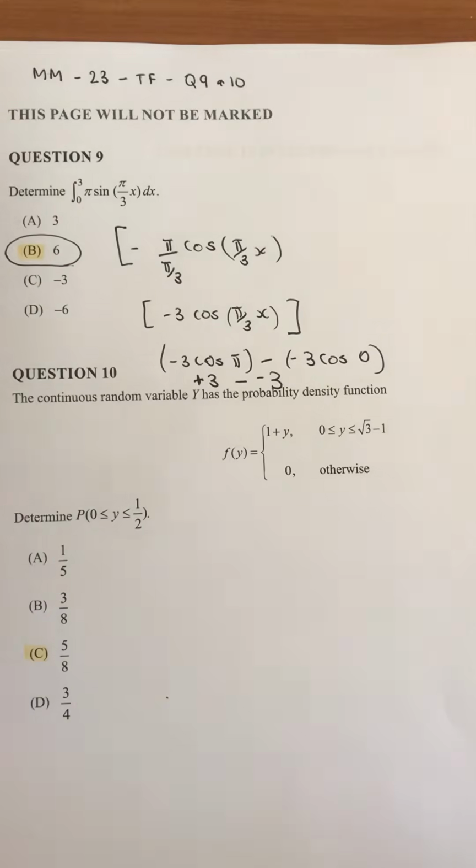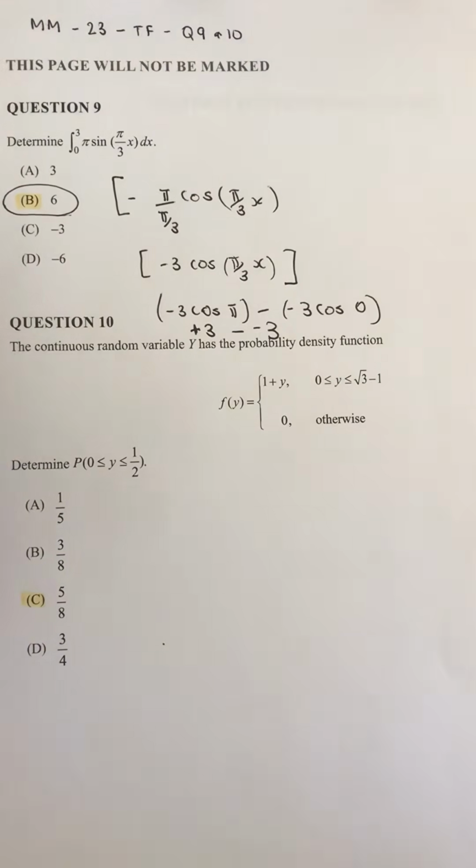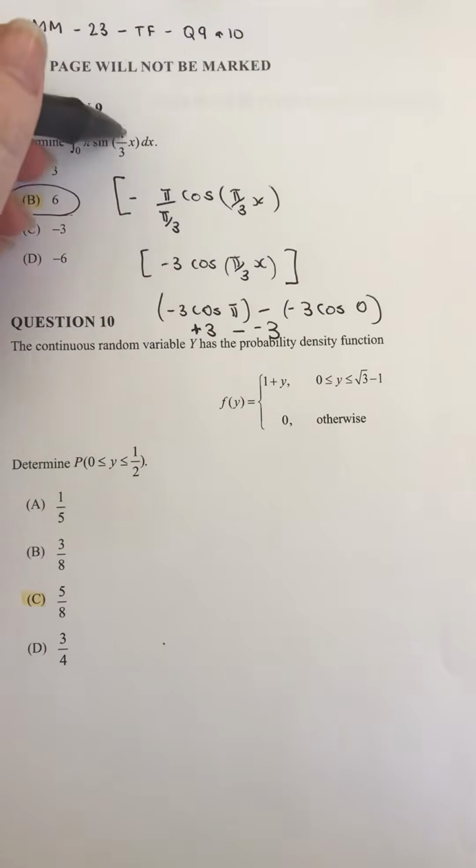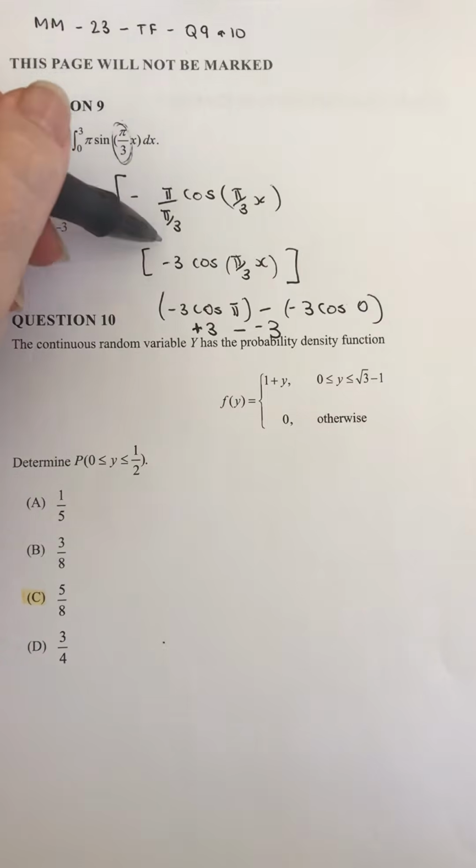Okay, having a look at the last two questions of the multi-choice paper for 2023 for maths methods. So question 9, we were integrating between 0 and 3 of pi sine pi on 3x. So when we integrate, we are bringing out that coefficient, dividing by that.